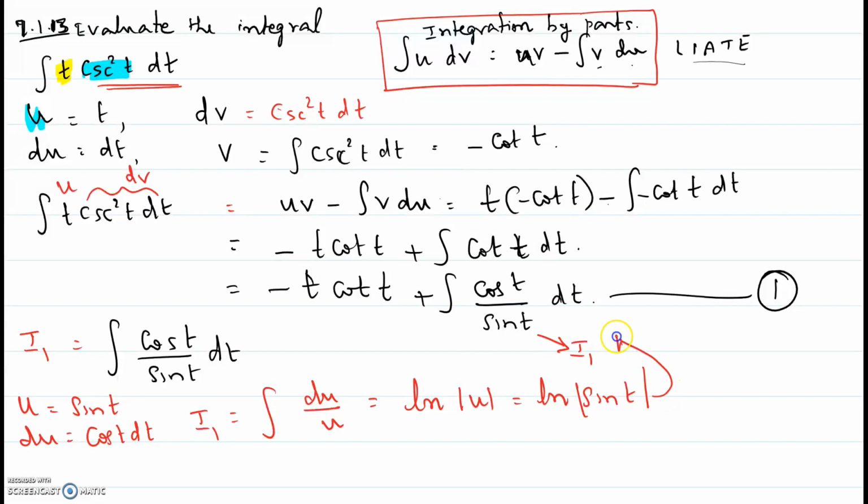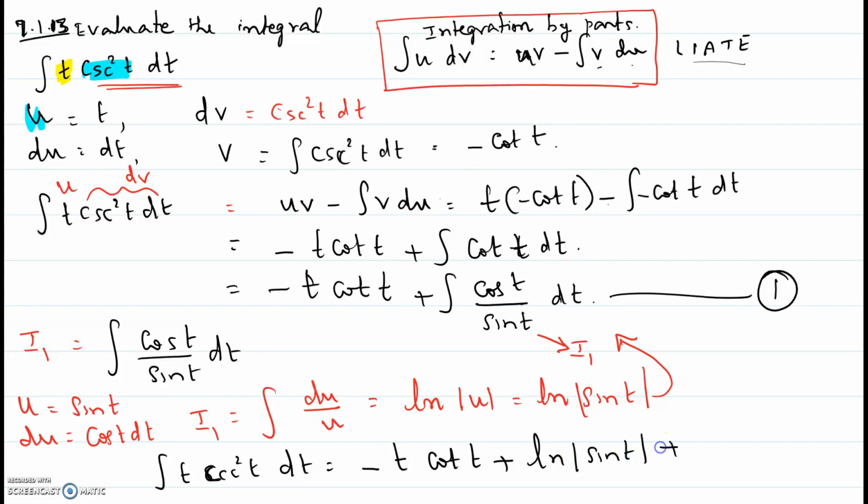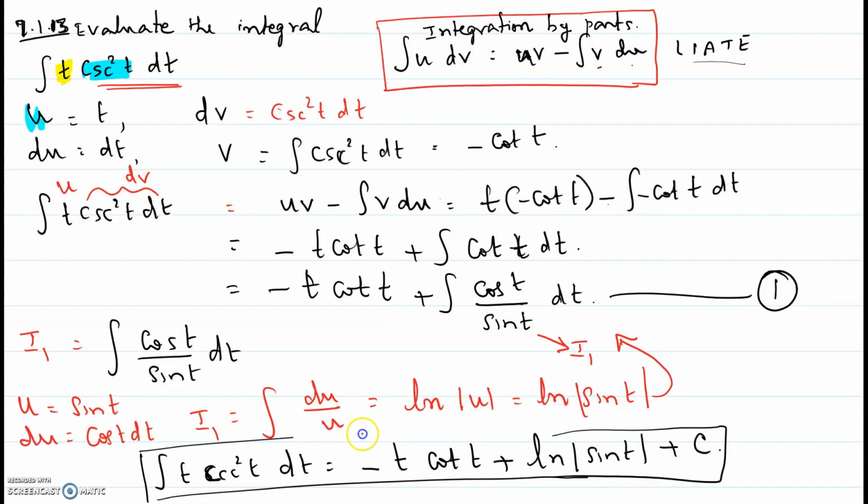We are going to plug it back into this step. So the original problem, the integral of t cosecant squared t dt, from step 1, is negative t cotangent t plus I1, and we got I1 equal to ln of absolute sine t. Don't forget the constant of integration because it is an indefinite integral. So that is the answer to the problem. Hope this video helps.